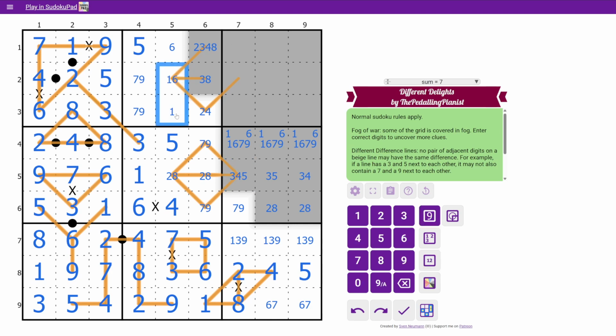This will have a 1, a 1, 6, and then a 2 or an 8. So this could be a 2, this could be a 2, these two could be an 8. I think that's all the possibilities in that box.